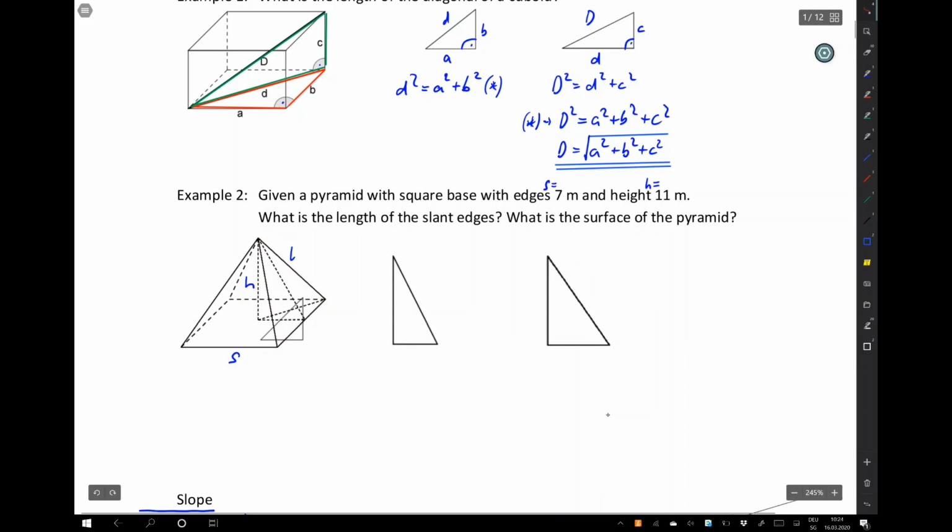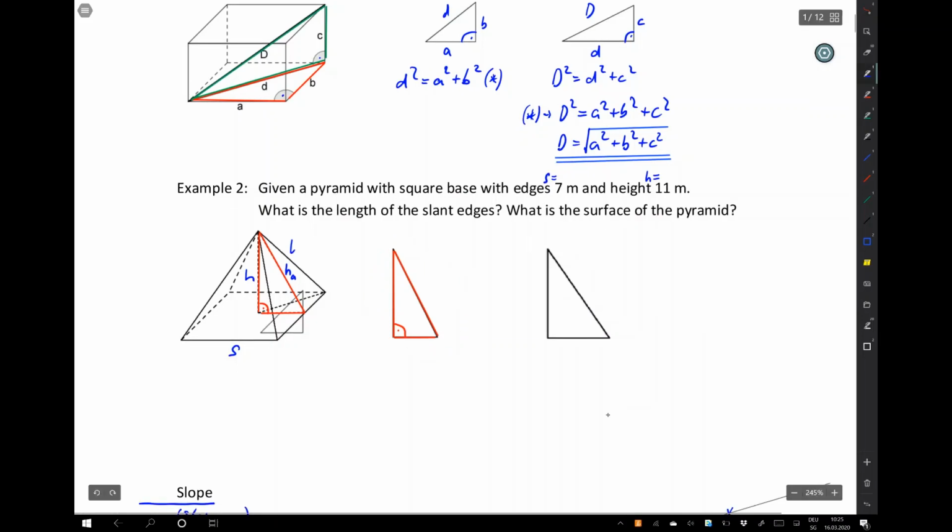To find the area of the triangle, we need the length of the base side, which is just s, and the altitude hA of this triangle. Let us start by having a look at this triangle here that is right angled. I have copied it over here, and its sides are hA, the hypotenuse. This side here is h, the height of the pyramid, and this side here is just half the length of the base edge. So we can use the Pythagoras, and we get hA squared is h squared plus s squared over 4.